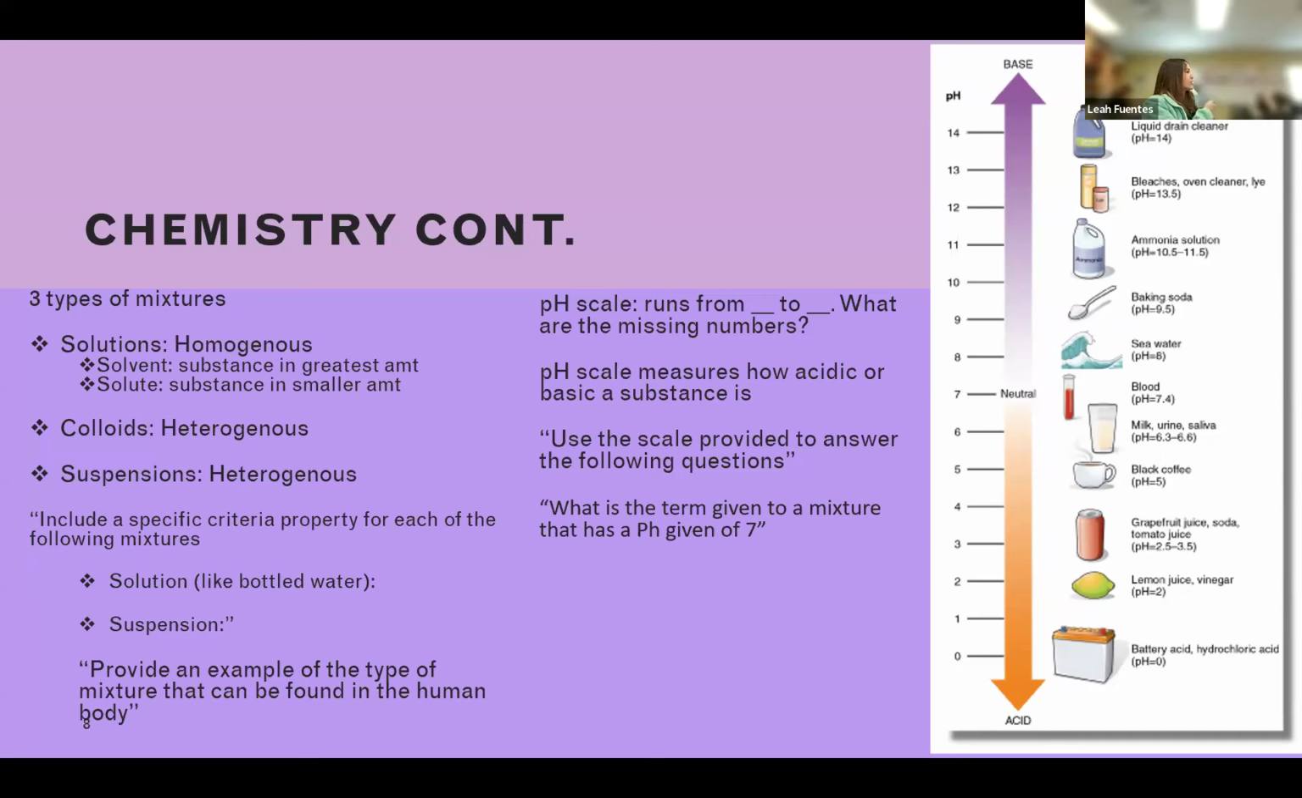And then suspensions, these are heterogeneous mixtures with large solutes that settle out. Like in our example, that was the sand and the water. In the body, an example of a suspension is blood. Your plasma will settle out, and there's a good image of this in your textbook.